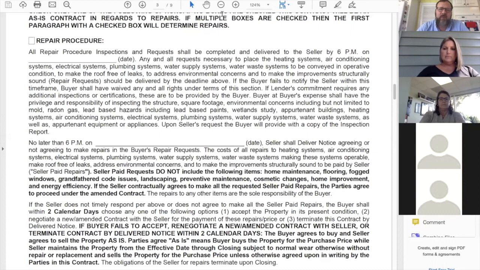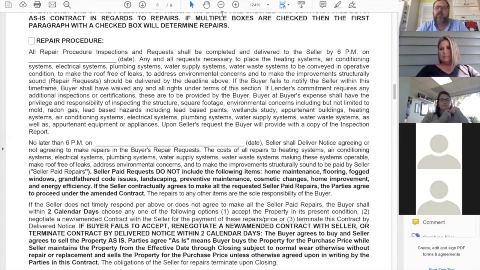Buyer at buyer's expense shall have the privilege and responsibility of inspecting the structure, square footage, environmental concerns, including but not limited to systems, mold, radon gas, lead-based hazards, including lead-based paints, wetland study, appurtenant buildings, heating systems, air-conditioned systems, electrical systems, plumbing systems, water supply systems, water waste systems, as well as appurtenant equipment or appliances. Upon seller's request, the buyer will provide a copy of the inspection report.